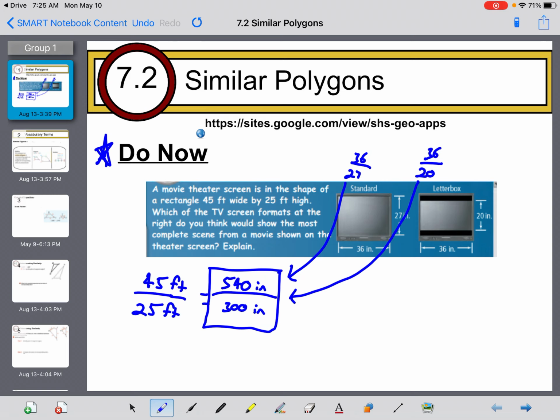So give it a shot. I know we haven't been taught this yet, but let's see if we could figure that out.